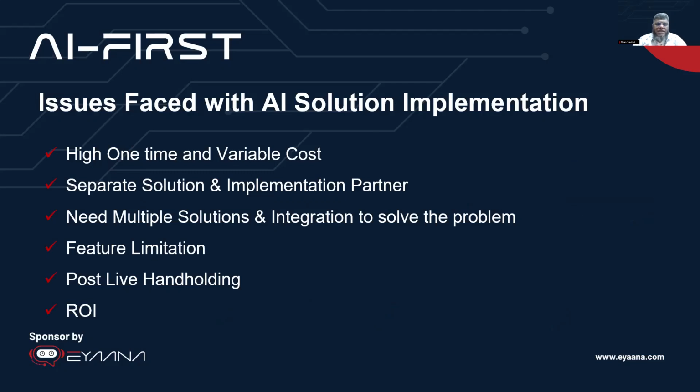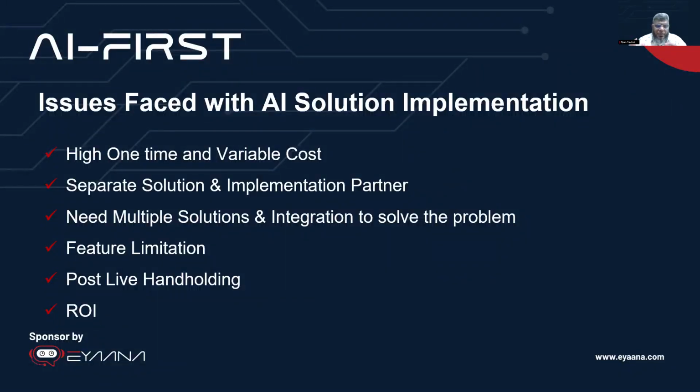So let's assume you have already decided, you have considered the facts and you want to implement. Then you may face some issues, which I want to highlight here. AI is an advanced tool and there is a high one-time and variable cost. This varies from solution to solution. So you need to consider what one-time cost you have in your budget and what variable cost you can spend for a month or for a year.